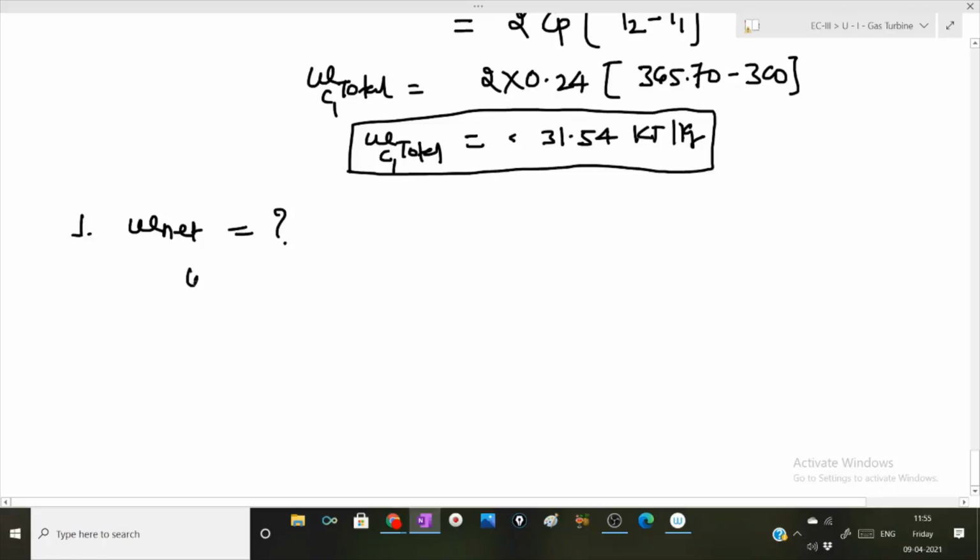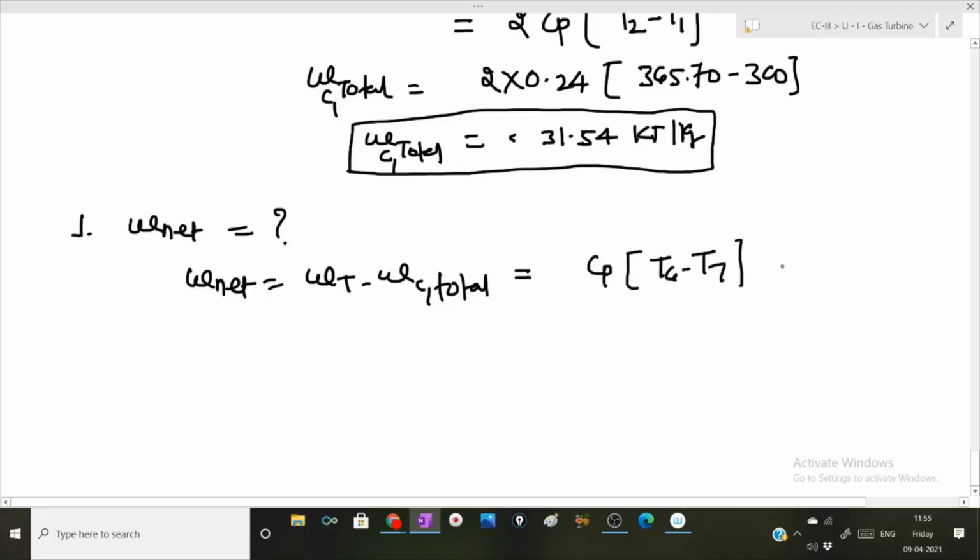So W net will be W turbine minus W compressor total. Now W turbine is not going to change because intercooling has got nothing to do with the turbine work, and turbine work we have calculated, or I don't know whether I have calculated or not, but I can take it as Cp (T6 minus T7). Okay, individually turbine work I have not calculated. Minus WC total is 31.54.